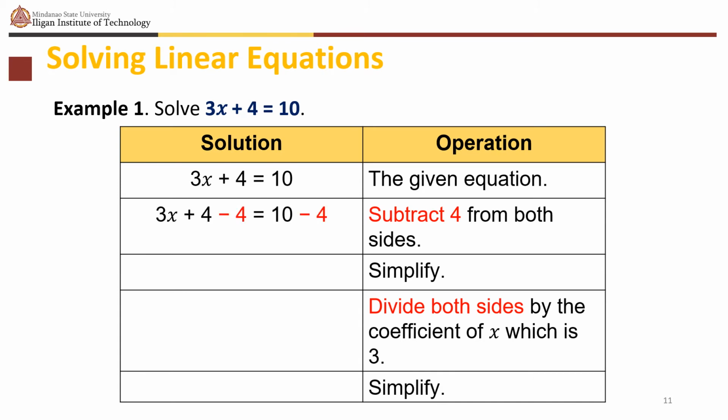Subtract 4 on both sides. So you have 3x plus 4 minus 4. This will give us 0 here, and this will give us 6. So now I have 3x equals 6. And then divide both sides by the coefficient of x, which is 3. Divide both sides by 3, you come up now with x is equal to 2.